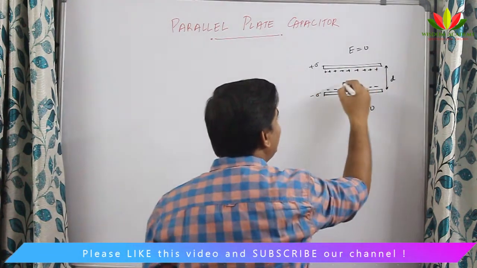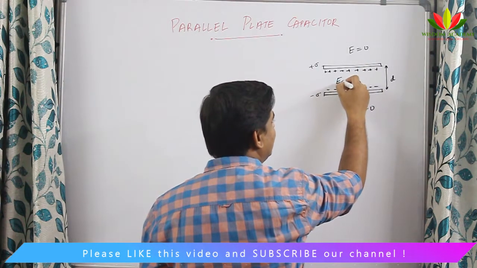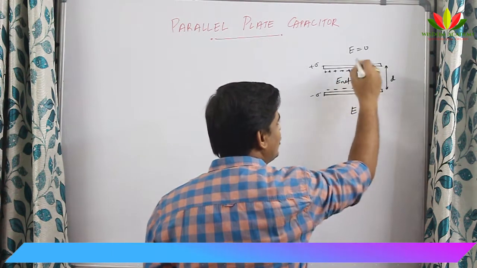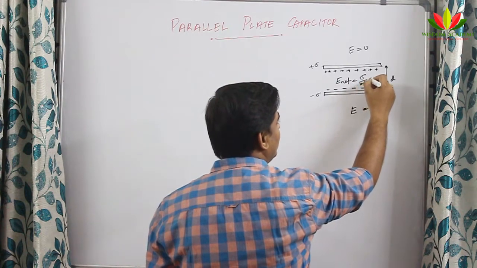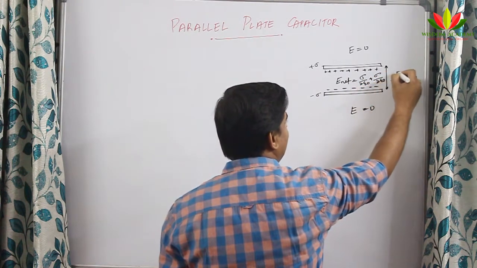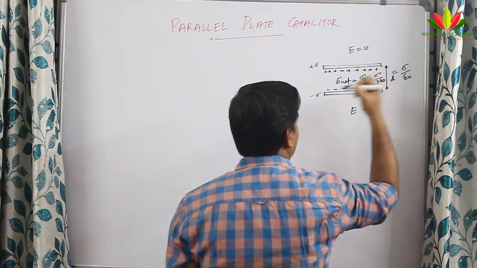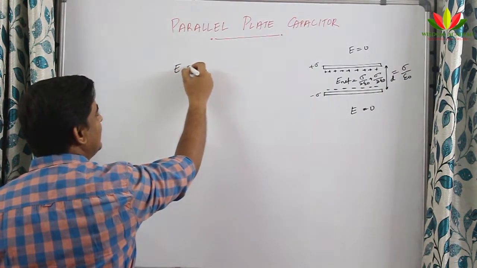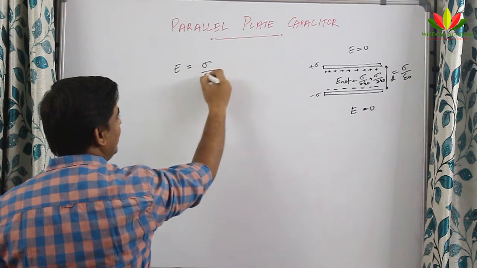And electric field inside the plates, E net, will be equal to the addition of both, that is sigma by 2 epsilon naught plus sigma by 2 epsilon naught. That will be equal to sigma by epsilon naught. So what is the electric field inside the capacitor? That is sigma by epsilon naught.